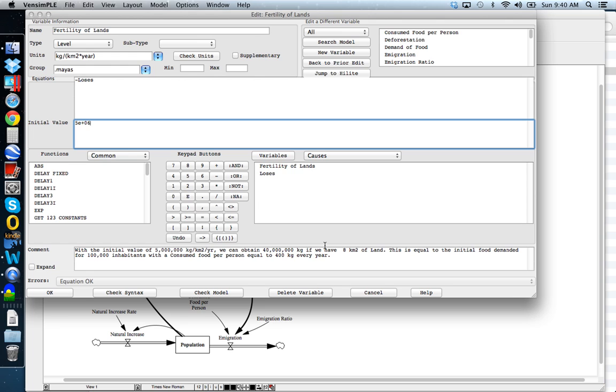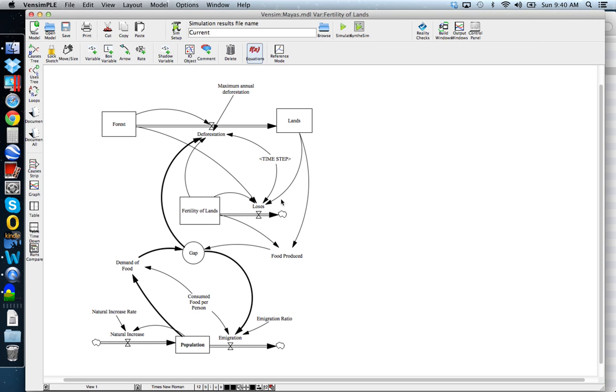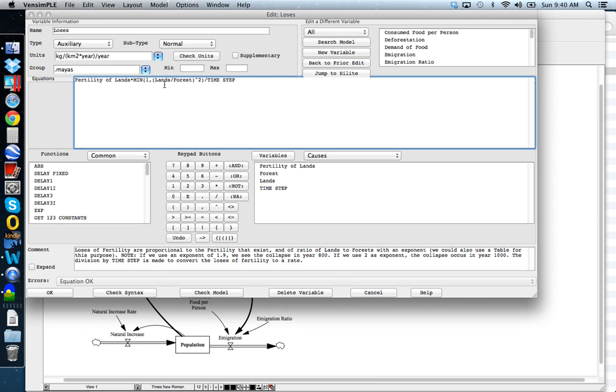Then you can get the food you can sustain for the 100,000 people that were there in the beginning, being fed each at 400 kilograms per year. Okay, so that's the initial fertility, but the initial fertility gets attenuated by the losses. And the losses here are, let me read the text here. The losses of fertility are proportional to the fertility that exists.